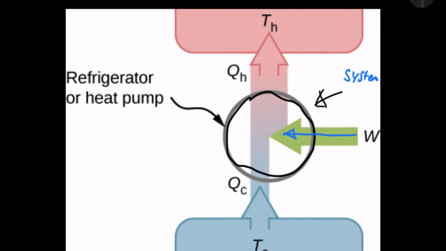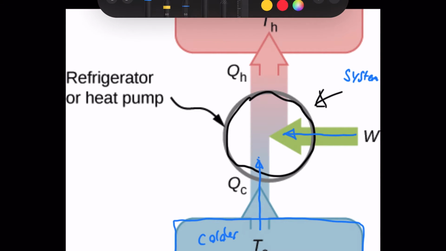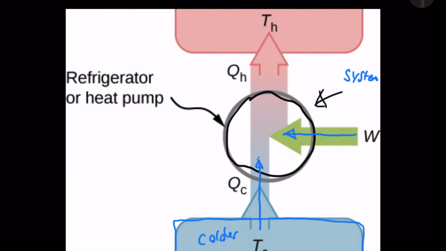We're adding work into this system, and that work is going to take heat from this cold element. So we're taking heat out of the ice box, trying to make it colder inside the freezer. We want this to be colder, so we take heat out of it and put it into this system, this motor, this engine. So we're introducing QC, that amount of heat, into the system. QC in this case is positive because we've entered it into the system.